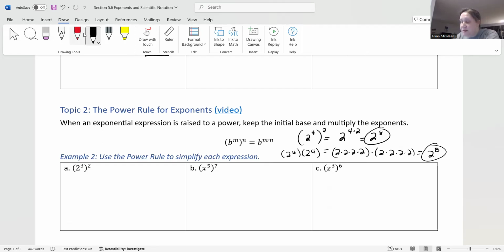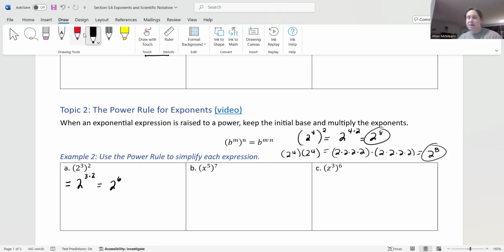So let's go ahead and look at example 2. Example 2 says use the power rule to simplify each expression. So for part A, we have 2 to the third raised to the second power, so very similar to what I just showed you. So using our shortcut, we can say to ourselves, hey, do we have something with an exponent raised to a second exponent? We for sure do. Take the initial base, which is the 2, and then you want to raise it to the product of your 2 powers. So we're going to raise it to those powers multiplied together. So this would be 2 to the 6th power.